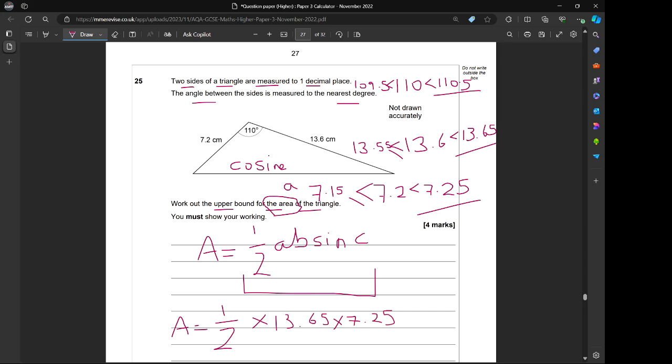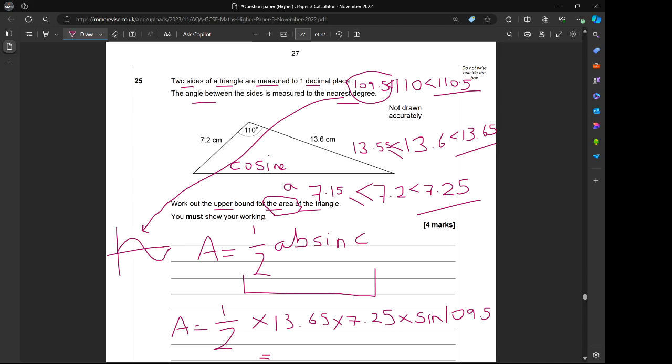Times sine of what? Remember, a sine graph looks like this. So we actually want the lower bound, because if you look at the height of your sine graph, that corresponds to that. So I'm going to have sine of 109.5, and we get an answer for that.